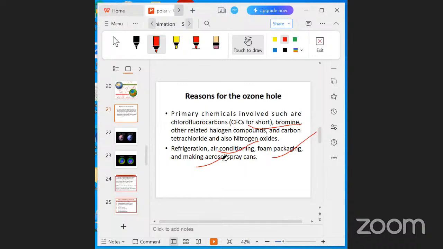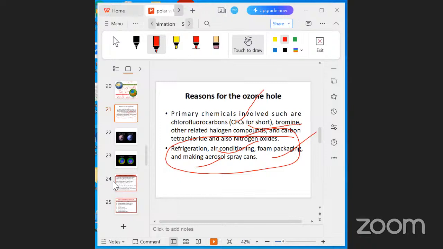These chemicals are so inert that they are able to stay in the atmosphere long enough to be carried upward to the stratosphere, where they can damage the ozone layer, right? The actual process by which chlorofluorocarbons destroy ozone is complex and requires certain weather conditions to exist.